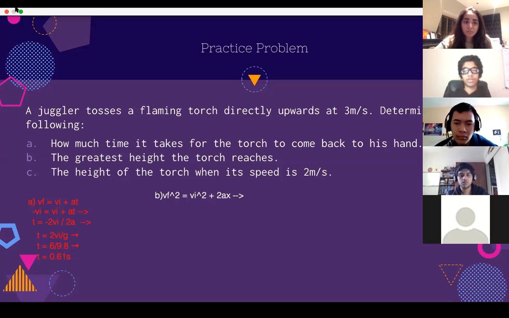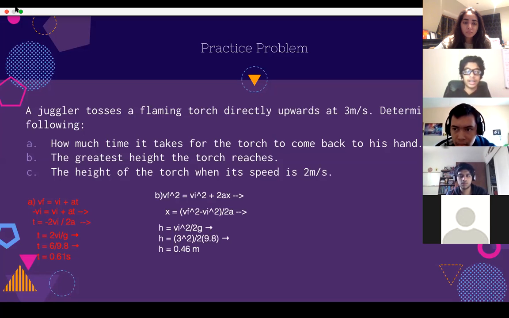And so just solving for x, we can rearrange the equation and get x is vf squared minus vi squared over 2a, and now just plugging in the numbers, the height is 0.46 meters. So now we know the total time is 0.61 seconds, and the highest point is 0.46 meters above his hand. And so the last part is the height of the torch when the speed is 2 meters per second.